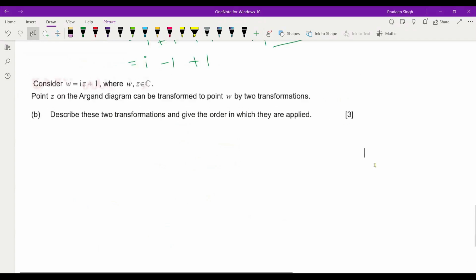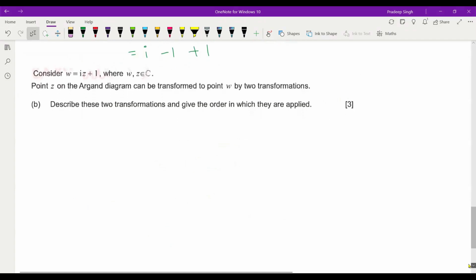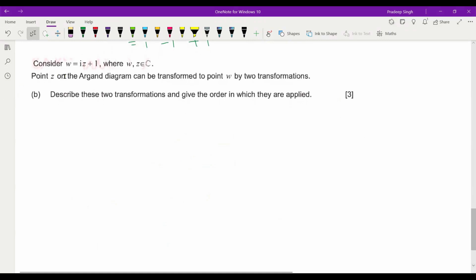So have a look. The same complex number, main data is still the same. Point Z on the Argand diagram can be transformed to W by two transformations. So we have to describe which transformations we need to make that happen. Now to understand this, remember the logic of multiplication of any complex number with i. Because see what has happened here, because they have given Z is a point.